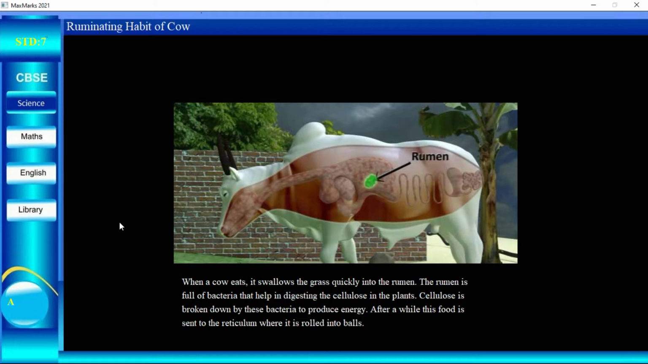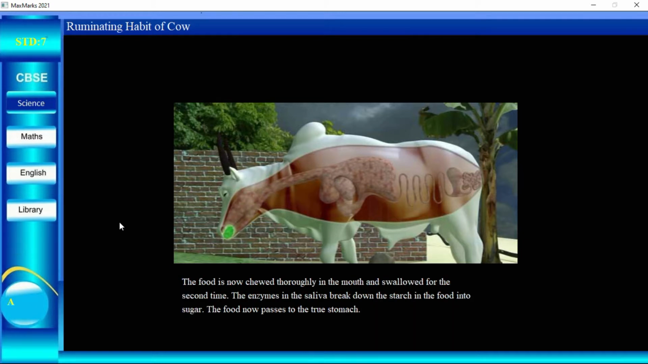After a while, this food is sent to the reticulum, where it is rolled into balls. By a reverse pumping action, these balls are sent back to the mouth by the esophagus, the food pipe. The food is now chewed thoroughly in the mouth and swallowed for the second time.